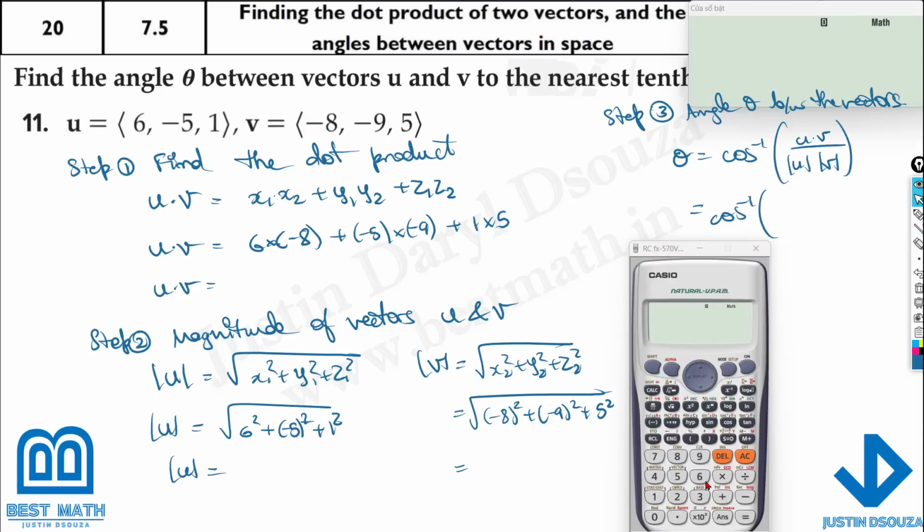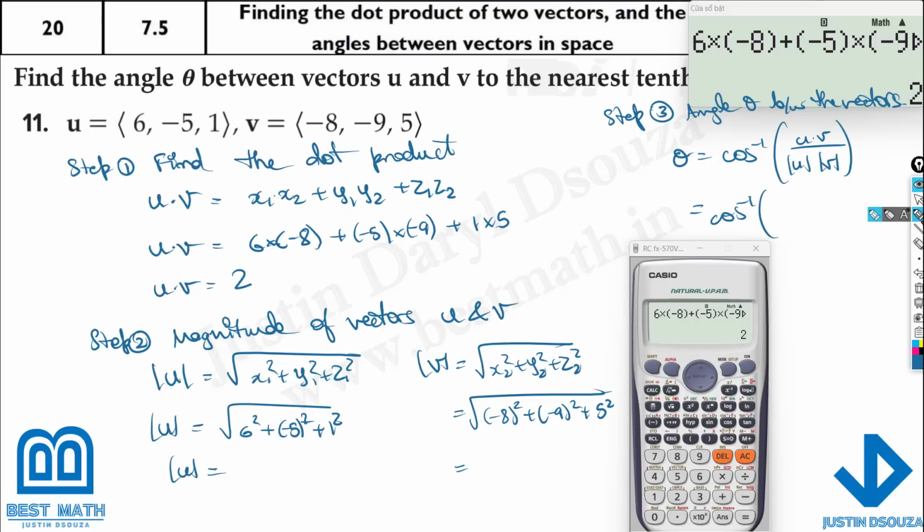Starting with the dot product, it is 6 times minus 8. I'm not going to write the brackets because I know it will work with multiplication. Plus, say it's minus 5 times minus 9 plus 1 times 5. It's always good to write the brackets, but let me show you. Without the brackets, it's 2. Even with the brackets, it'll be the same answer. But it's always a good habit to use the brackets. In some cases, brackets are very important. Here it's 2. Dot product is 2.